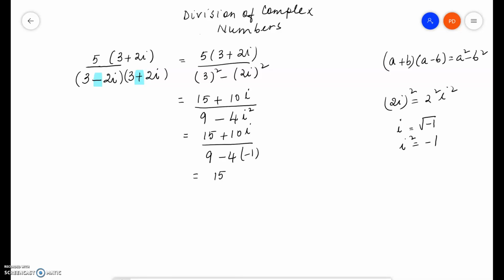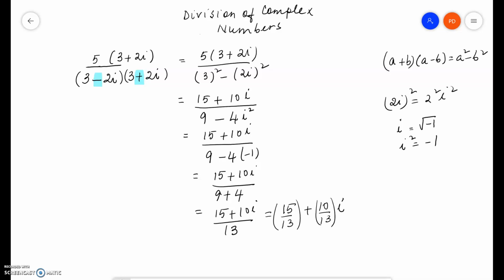So that is 15 plus 10i divided by 9 plus 4, which is 13. Now we have to write it in the standard form. So we write it as 15 over 13 plus 10 over 13i. So that's in the form a plus bi.